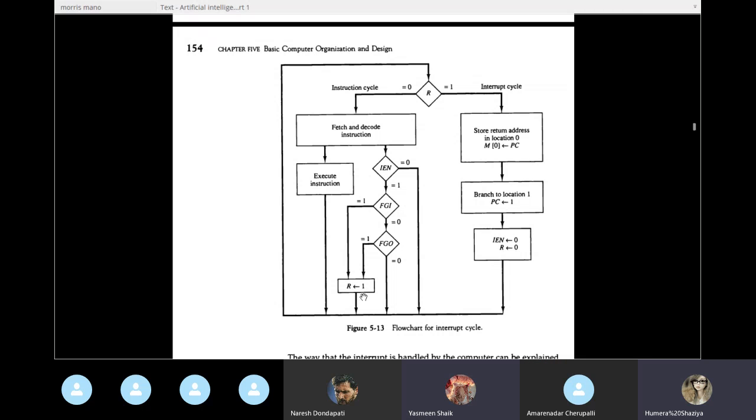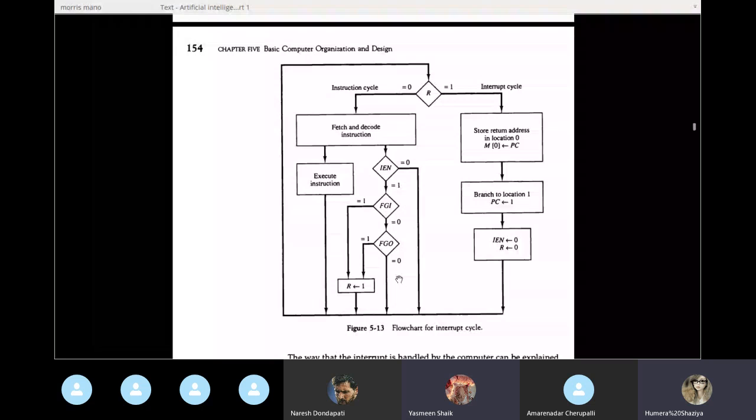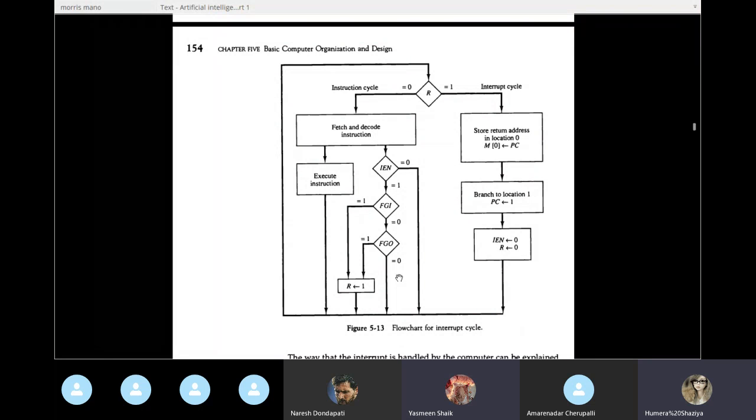If flag R is 0, meaning FGI and FGO are 0, then there is no interrupt. Okay, let me explain this with an example.